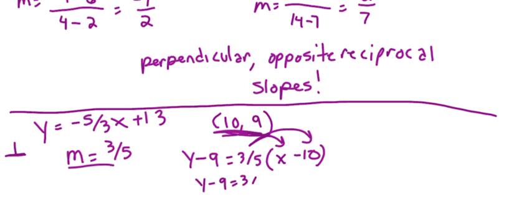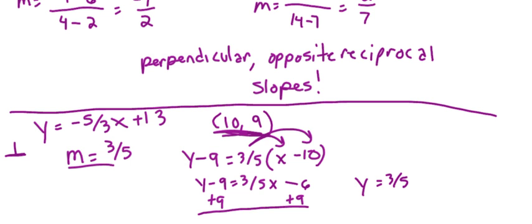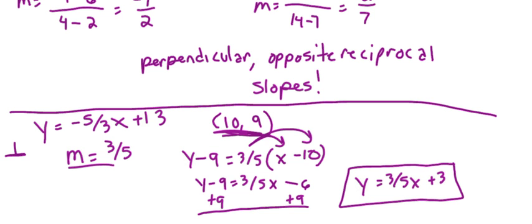3/5 times x is 3/5 x. 3/5 times negative 10 is negative 6. 3 times 10 is 30, divided by 5 is 6. That's where it comes from. Then I add 9, and I get y equals 3/5 x plus 3. So that is the equation of the line that's perpendicular to the wall and that passes through the location of the box. So again, this is the third word problem that for some reason didn't come out on my note sheet.